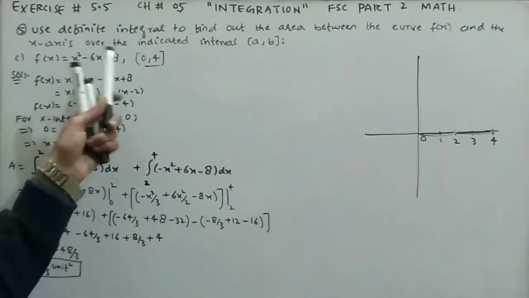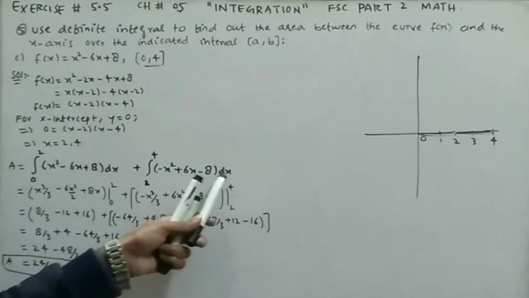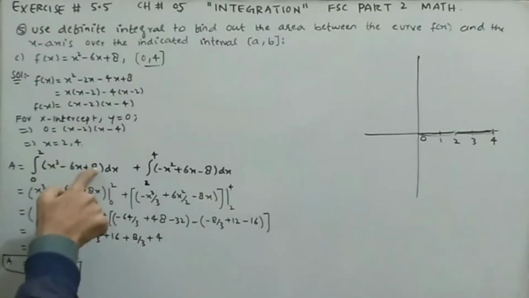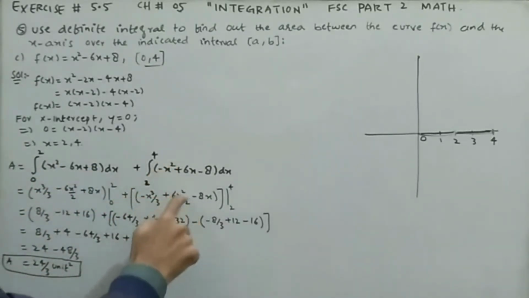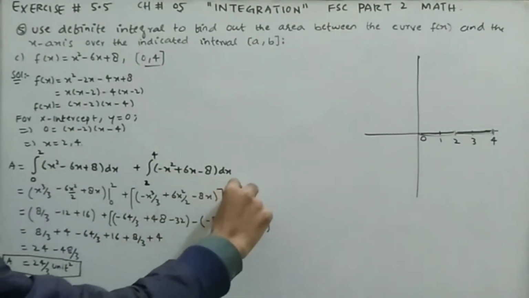So multiplying this function by negative, it becomes minus x square plus 6x minus 8 into dx. Now by integrating this, it gives us this, and by integrating this function, it gives us this. And applying the limit from 0 to 2 over here, and over here apply the limit from 2 to 4.